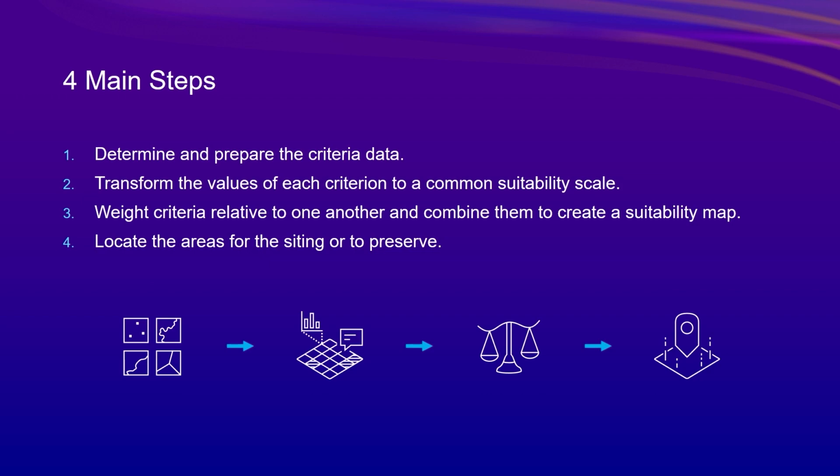Today, we'll be taking you through the 4 main steps that make up suitability modelling. Step 1 is defining the problem and identifying our criteria data, which will underpin your analysis and identify your suitable sites. The second step is to transform your data to a common suitability scale. The third step is to assign a weighting to each of the criteria to make them relative to one another and combine to create a suitability overlay. And lastly, it's important to put this suitability overlay into context and locate the most suitable sites for your scenario.